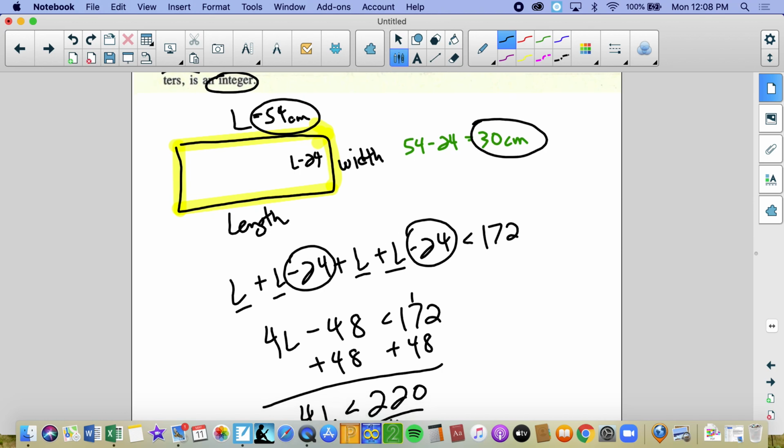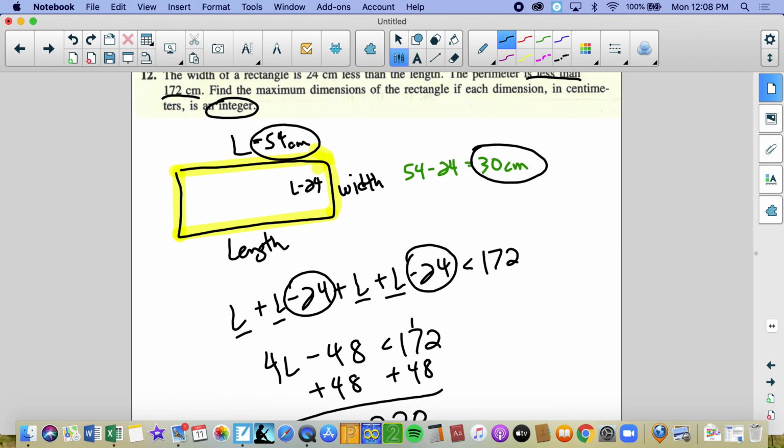Yes, good. And now let's check by calculating what the perimeter would be. That would give me 54 plus 30 plus 54 plus 30. That's the distance around. If I add those together, it gives me a total of 168. So is that less than 172 centimeters? Yeah, it's 168.